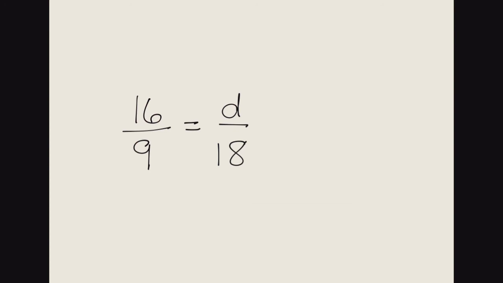So you could do this. You could cross multiply and solve for D. What is another way you could set that one up? There's one more way you could set it up. Yeah, Mary? 16 over D equal to 9 over 18.